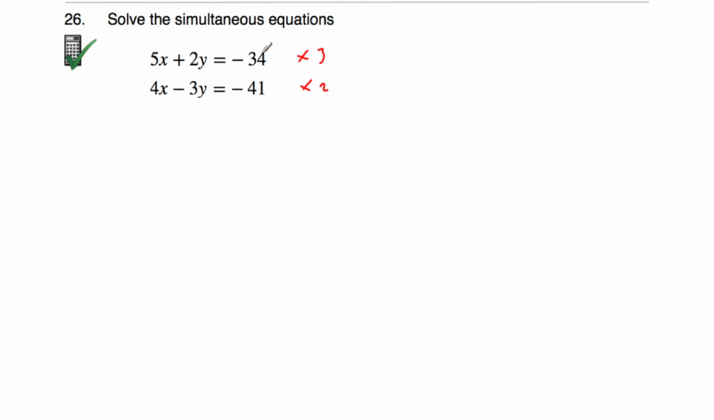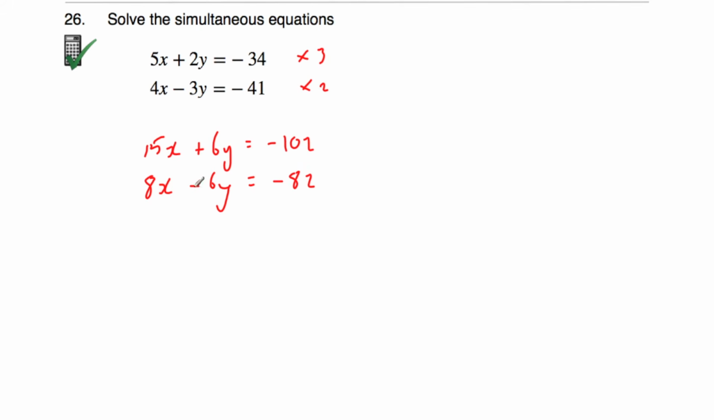So multiplying the top equation by 3 would give us 5x times 3 is 15x. Then we've got plus 2y, we're going to times that by 3, that gives us the 6y that we want. And then we've got negative 34, we're going to times that by 3, that's equal to minus 102. Now we've got our second equation and we're going to times that by 2, we're going to double everything, so it'll be 8x. Our minus 3y, we're doubling that, so it'll be minus 6y, and that's what we wanted, and that's equal to, and double negative 41 would be negative 82.